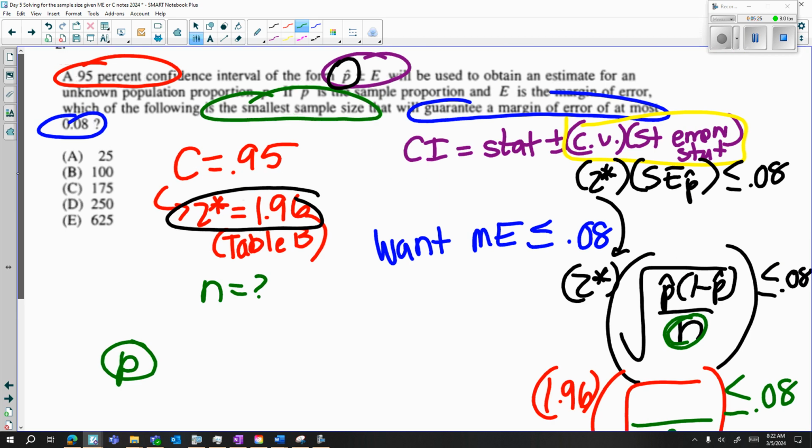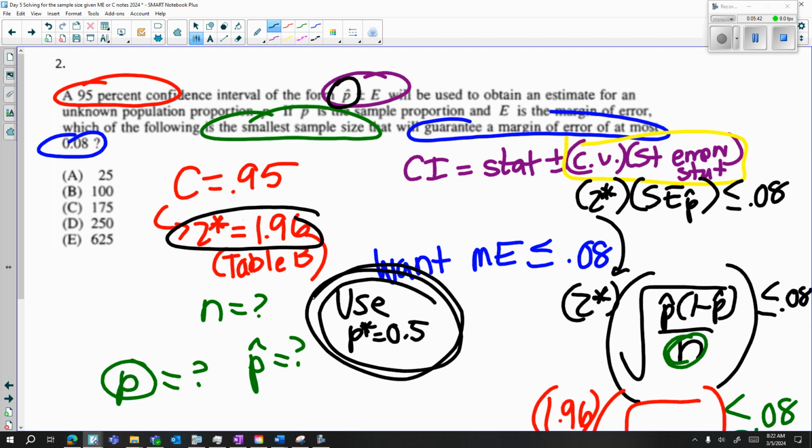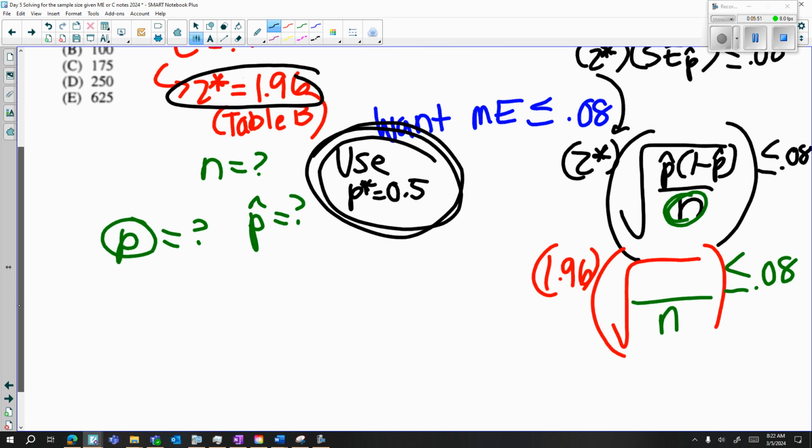But what if you don't have p? Look up again. You don't have p. You don't have p hat. What do you do, right? So basically, what you have to use is something that we call p star. P star is a conservative estimate for your p hat when you don't have p hat or p. Here's 0.5, and I'm going to explain that.